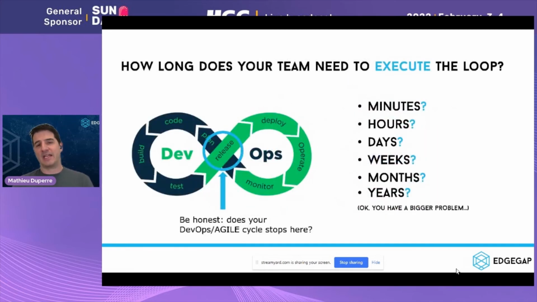So talking about that loop, how long do you typically need to execute the loop? Because we've been talking about building the plane as we fly it, right? Going very quickly and taking that feedback, failing and restarting again. So that loop is key in this whole process. How quickly can you execute the loop? Can you do it in minutes, in hours, in days? Maybe weeks, months, and if it's years, you probably need to look for a different job, I'd say.